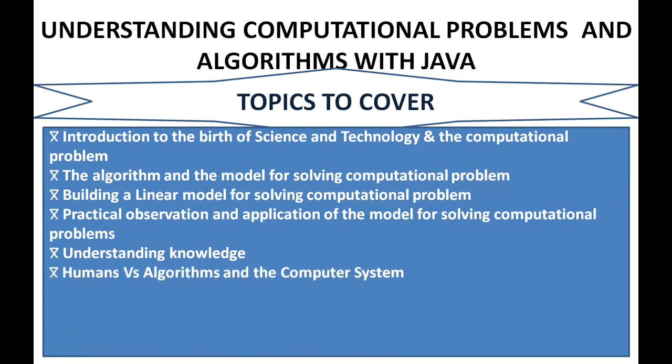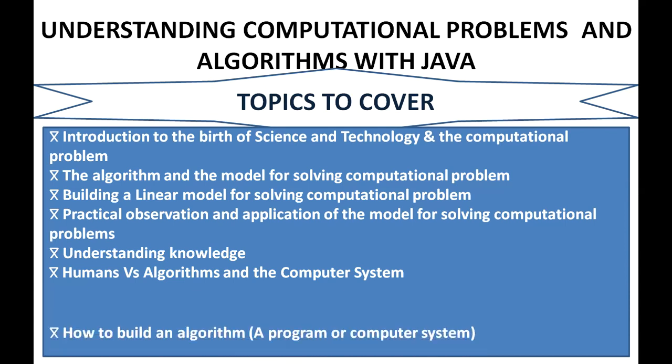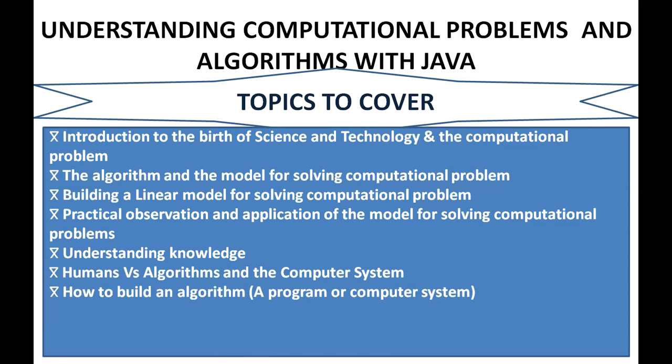We are also going to take a look at humans versus algorithms. Because when we talk about algorithms, some people would think maybe algorithms came from somewhere. So we want to see whether there's a link between algorithms, human beings and the computer system. What is the common ground that they have? And we're going to look at how to build an algorithm. As we know, an algorithm is just a program or a computer system. And when we go deep into a computer system, we come up with a step-by-step way of solving problems. And that will give us the best explanation of algorithm.